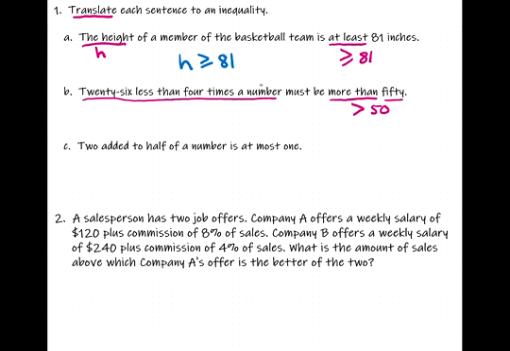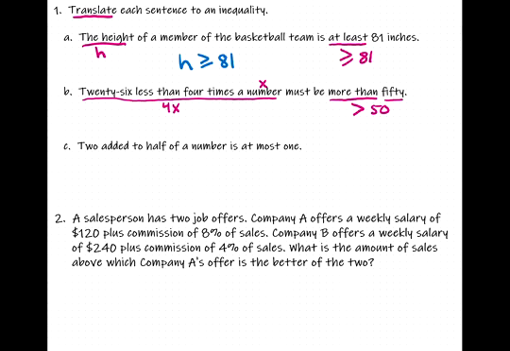Well, the number, let's call that x. x is the unknown number. Well, what is 4 times a number? Well, that would be 4 times x. And then we're taking 26 less than that.